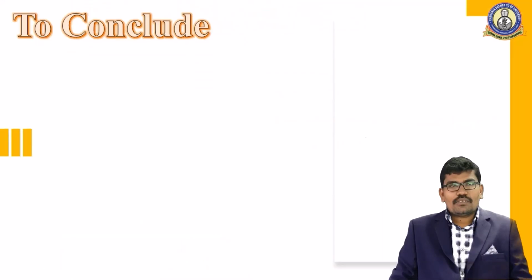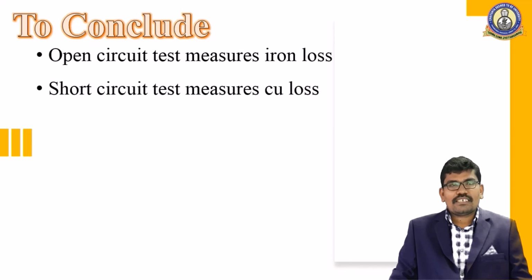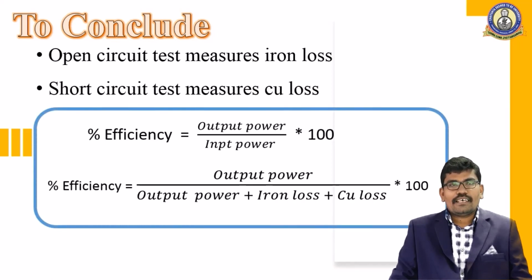Finally, we conclude this session by finding the efficiency of the transformer. The formula for efficiency is the ratio of output power to input power, where input power is output power plus iron losses plus copper losses. We find iron losses from the open circuit test and copper losses from the short circuit test. In the coming videos, we will discuss how to find the maximum efficiency of the transformer and the voltage regulation of the transformer.